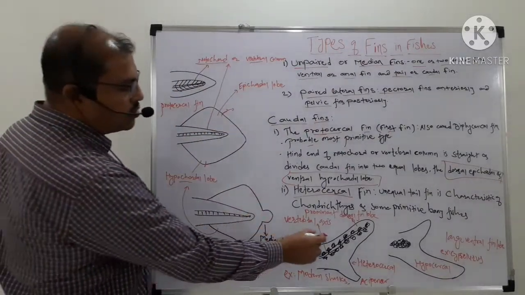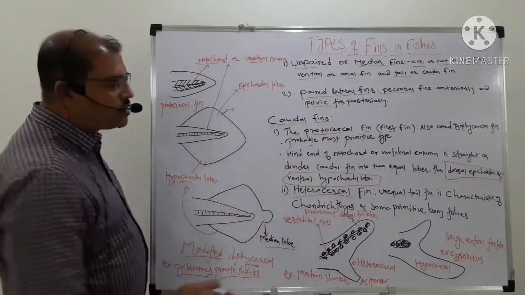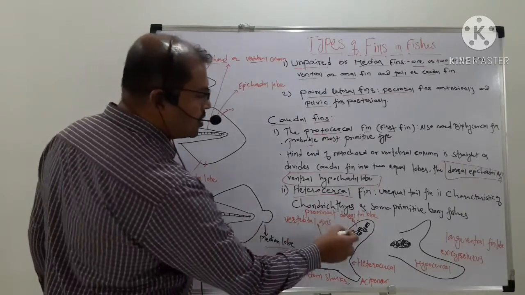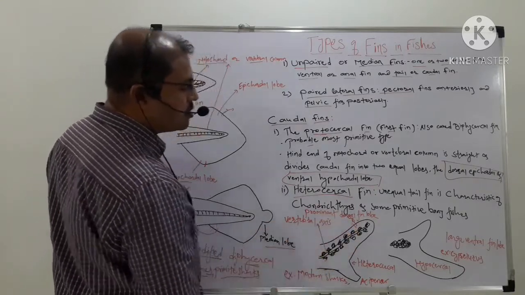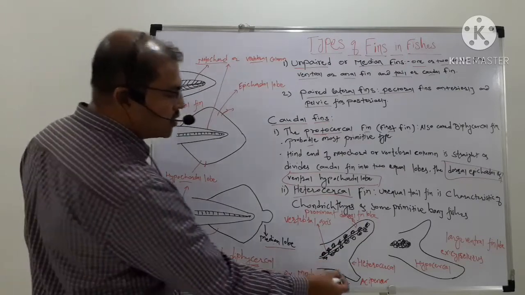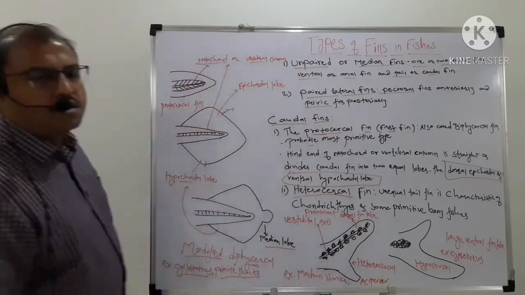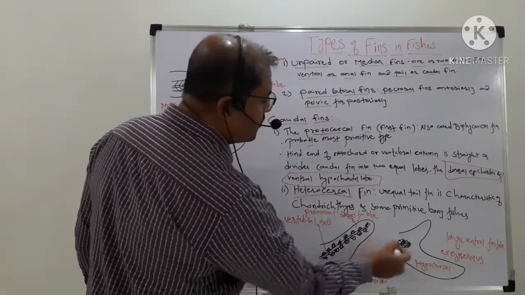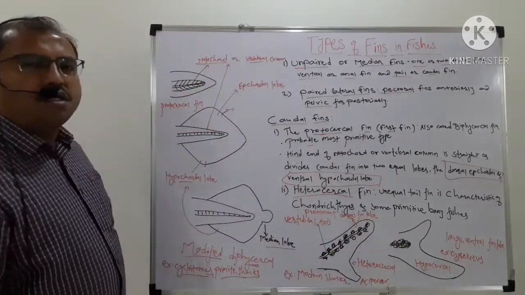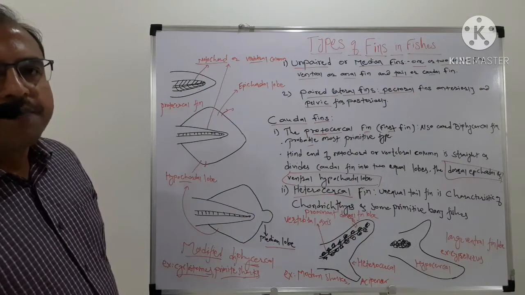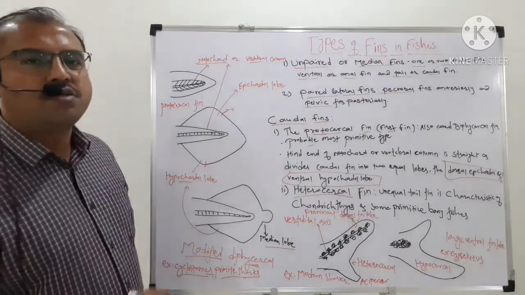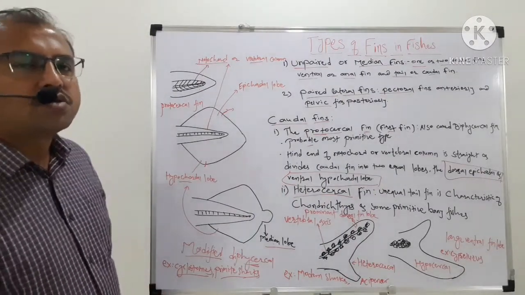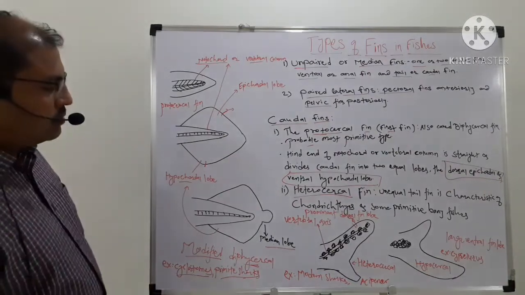In the heterocercal fin, these two lobes are unequal. The epicaudal lobe is larger and the hypocaudal lobe is smaller. There are again two types of heterocercal fin. Hetero means dissimilar, the two lobes are dissimilar. That's why these fins are called heterocercal caudal fins.